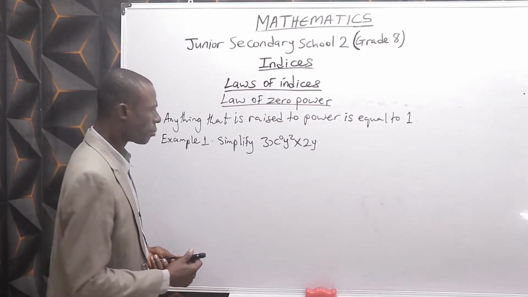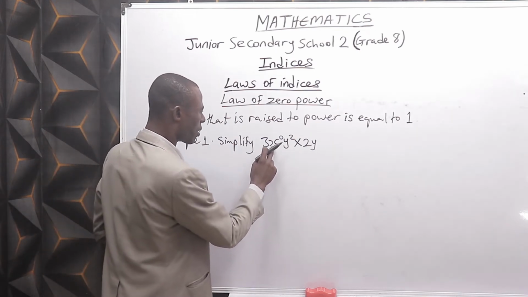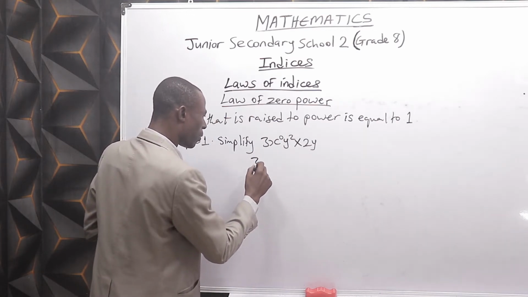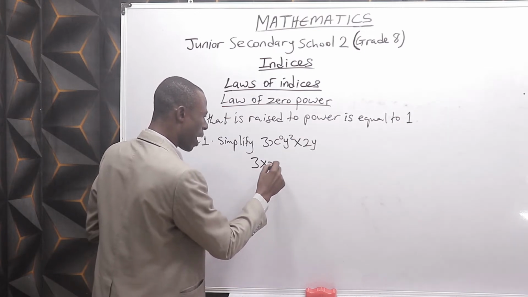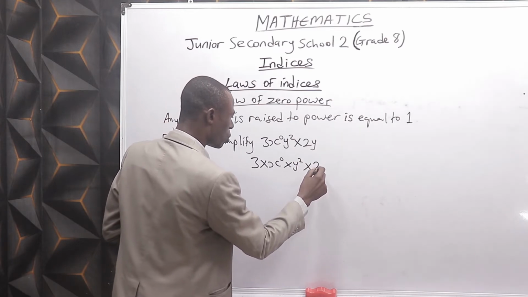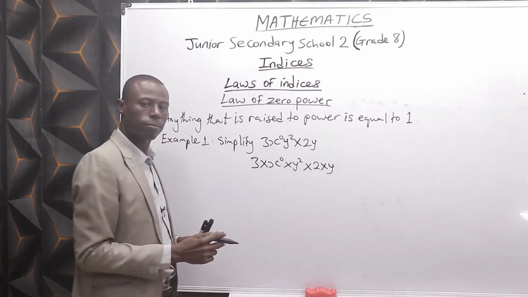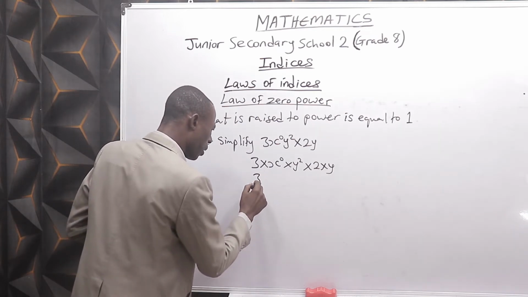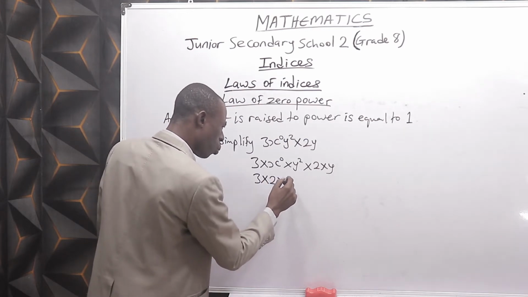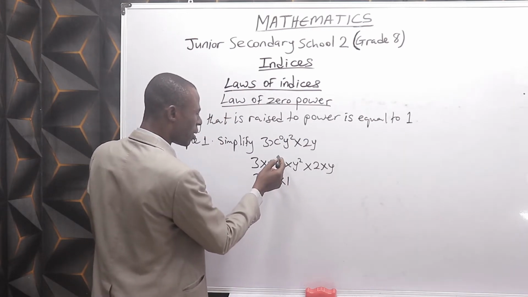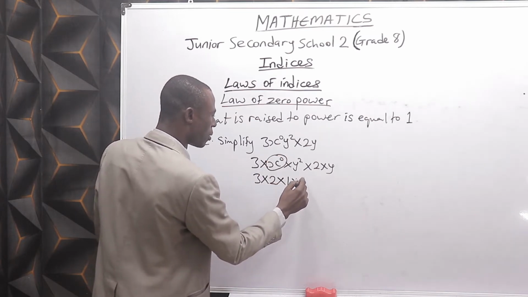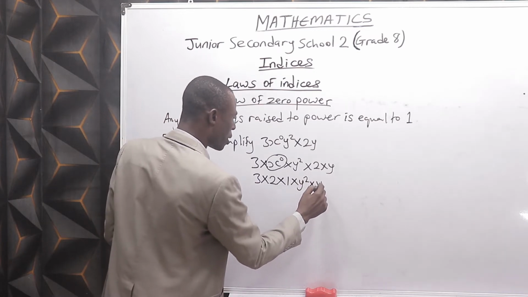Example 1. Simplify 3x raised to power 0, y raised to power 2 times 2y. So we know that this is 3 times x raised to power 0 times y raised to power 2 times 2 times y. So which is 3 times 2. I bring the figure together times 1. Where do I see the 1? This x raised to power 0 is 1 times y raised to power 2 times y raised to power 1.